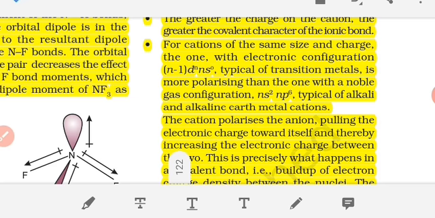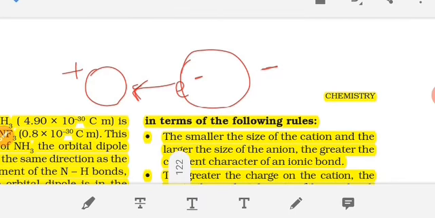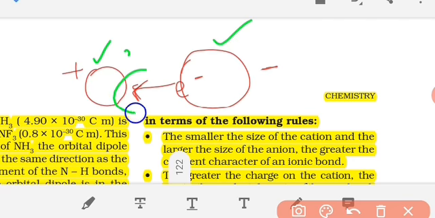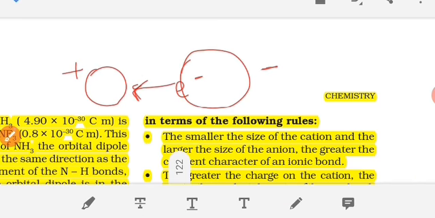The cation polarizes the anion, that means the cation pulls the electron cloud of the anion towards itself. So if the cation is very small in size and the anion is very large in size, then the polarizing power of the cation is more and the polarizability of the anion is more, and in this way the ionic bond acquires covalent character, because the cation pulls these electrons and hence has a force of attraction on the electrons of the anion, and in this way a covalent character appears in the ionic bond.